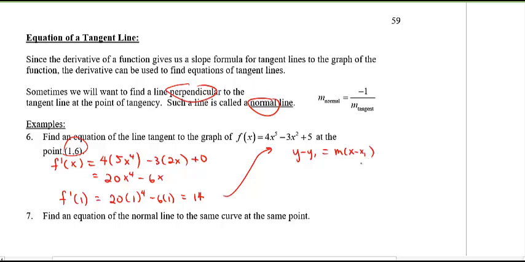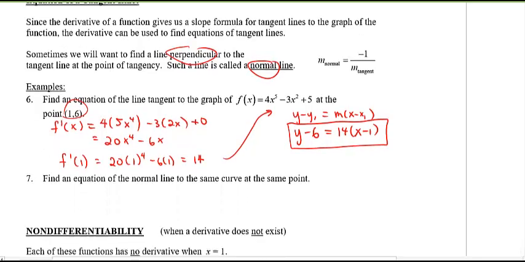You can use slope y-intercept form if you want to. I don't really care. I didn't say you had to do one way or the other. I just think this one's much easier. Okay. Done. There's the equation of the tangent line.